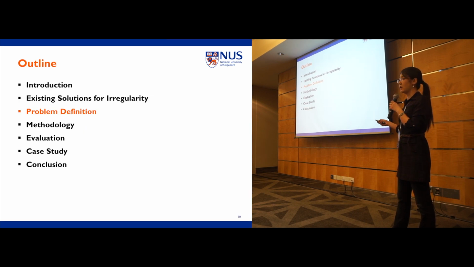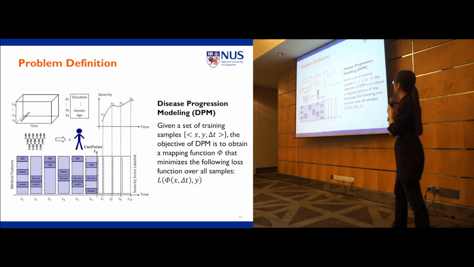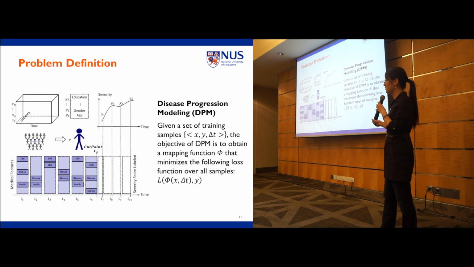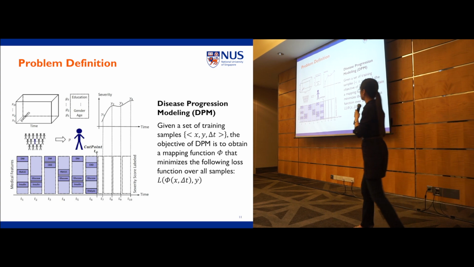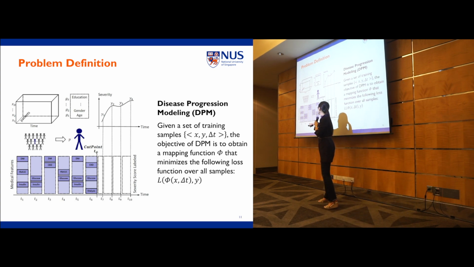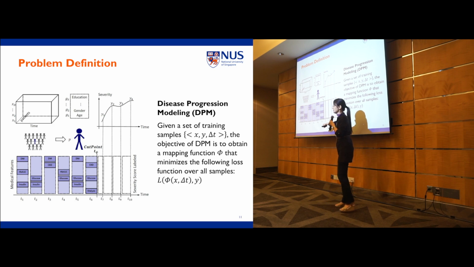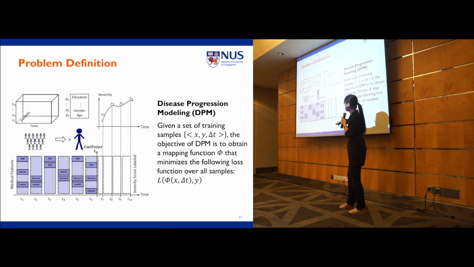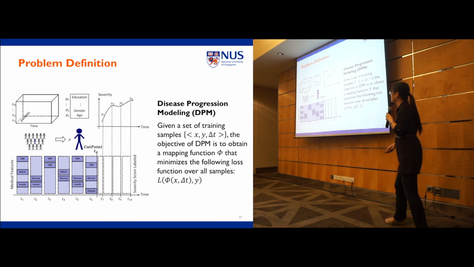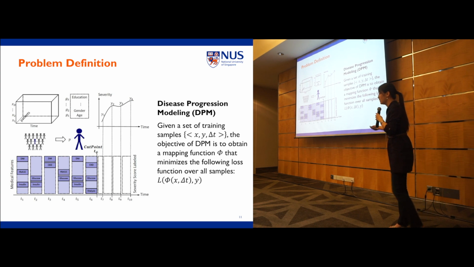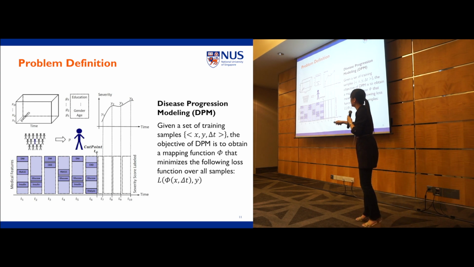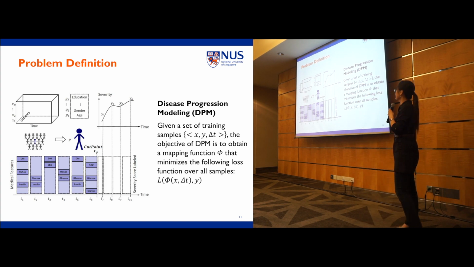So now I will present our problem definition. In our disease progression modeling, we have some known data in the history incorporating all the medical features collected and known. And our objective is to predict the patient's future severity, which is unknown. So then we can define a cut point between the known history and the unknown future.